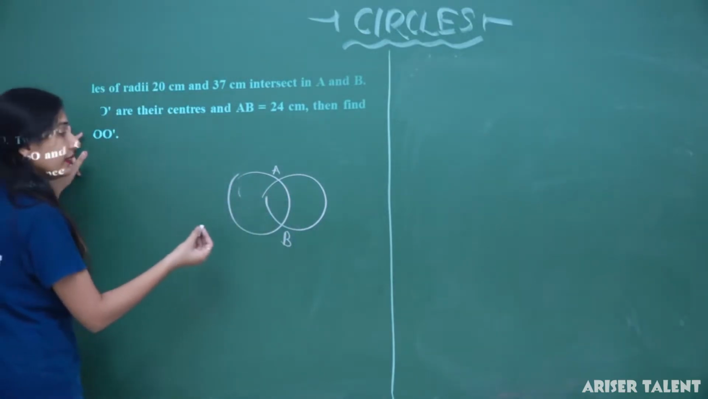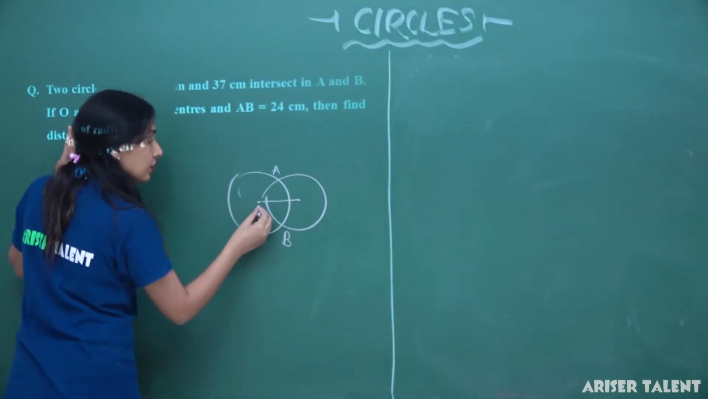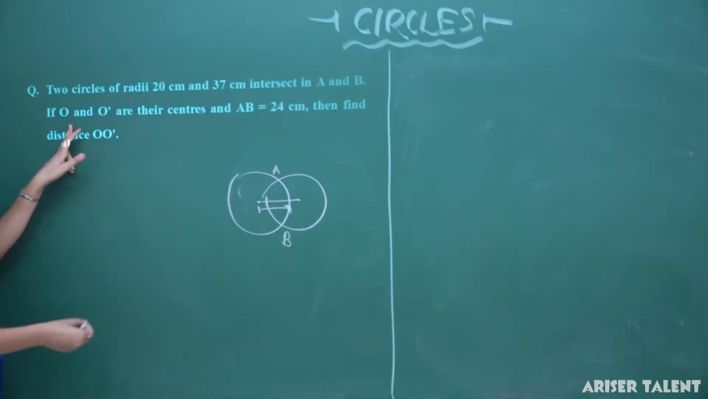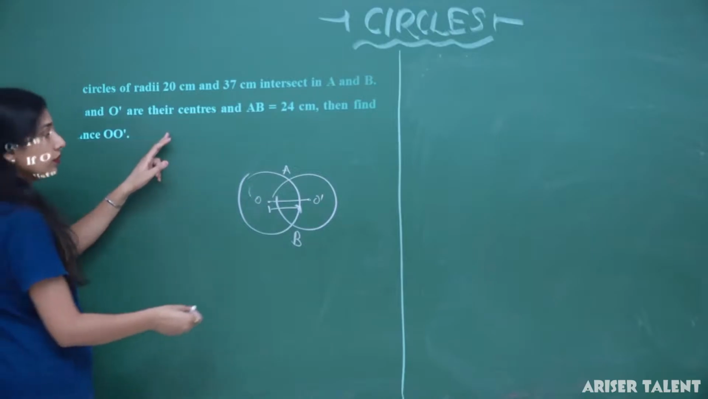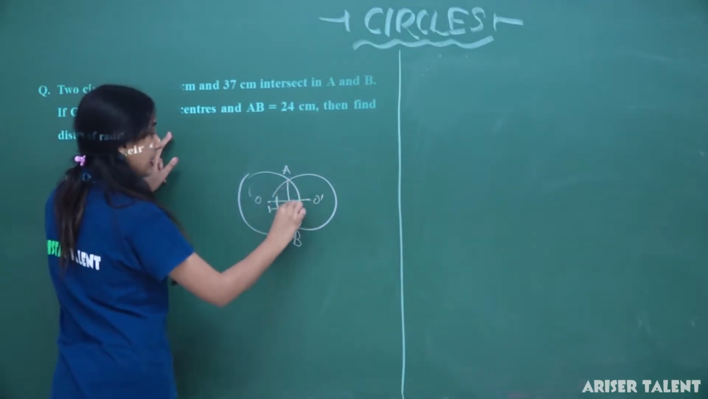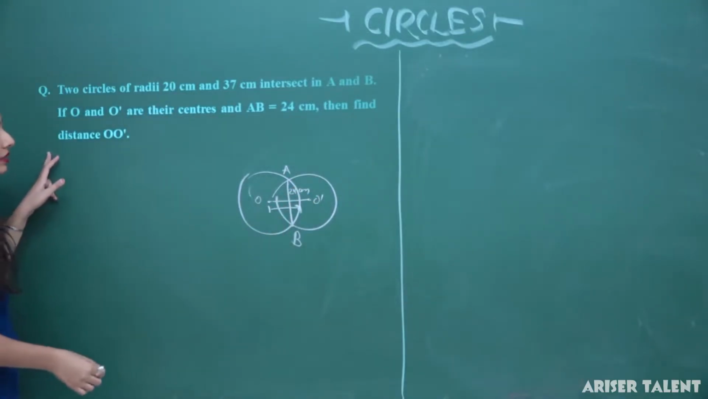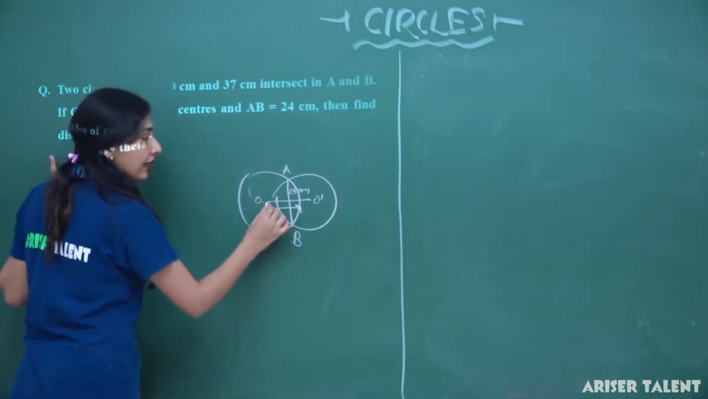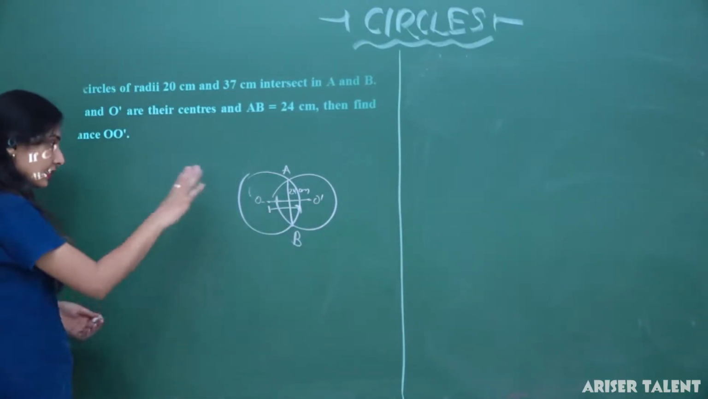Okay, now the radii. This radius is something and this radius is something. If O and O dash are centers, then AB equals 24 centimeter. Then find the distance OO dash. This is 24 and I am given this radius and this radius. So now I have to find it. Okay, so this is the rough diagram.